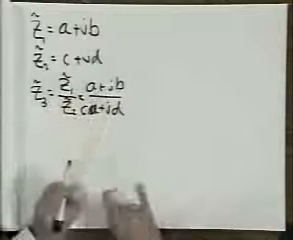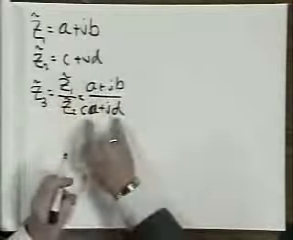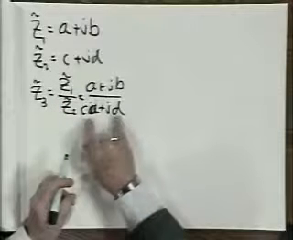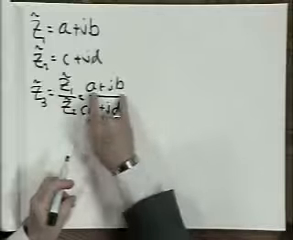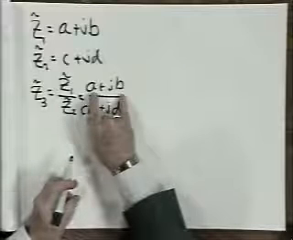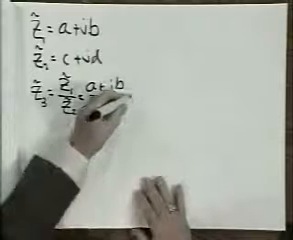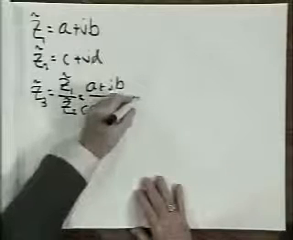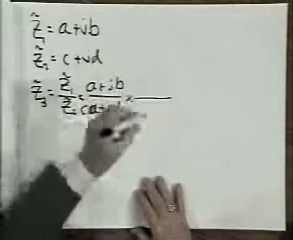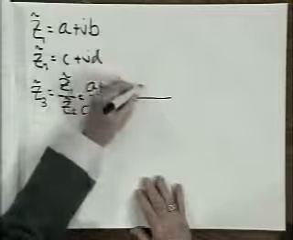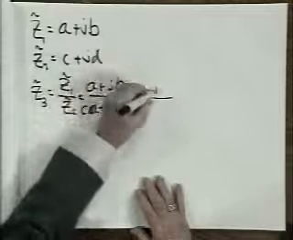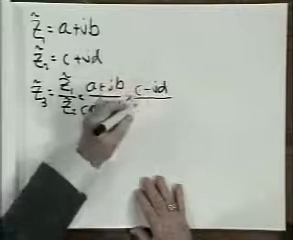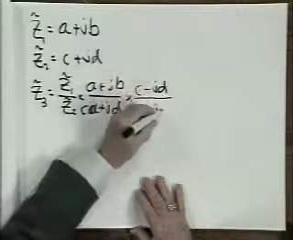How do I get rid of the complex number in the quotient? If I get rid of the complex number in the denominator, then I have something which is in the form of a complex number alone in rectangular form. Well, the way to do that is to multiply this complex number, numerator and denominator, by the complex conjugate of the denominator. So I multiply by C minus JD over C minus JD.